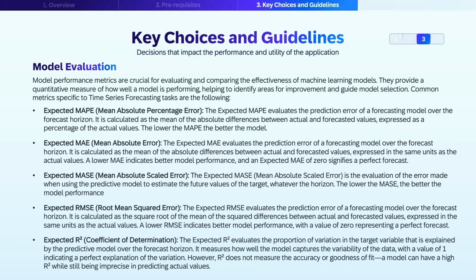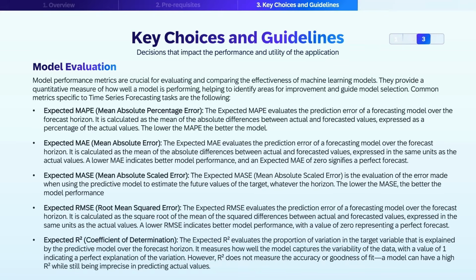The expected mean absolute scaled error is the evaluation of the error made when using the predictive model to estimate the future values of the target, whatever the horizon. The lower the mean absolute scaled error, the better the model performance. Expected root mean squared error. The expected root mean squared error evaluates the prediction error of a forecasting model over the forecast horizon. It is calculated as the square root of the mean of the squared differences between actual and forecasted values expressed in the same unit as the actual values. A lower root mean squared error indicates better model performance, with a value of 0 representing a perfect forecast.